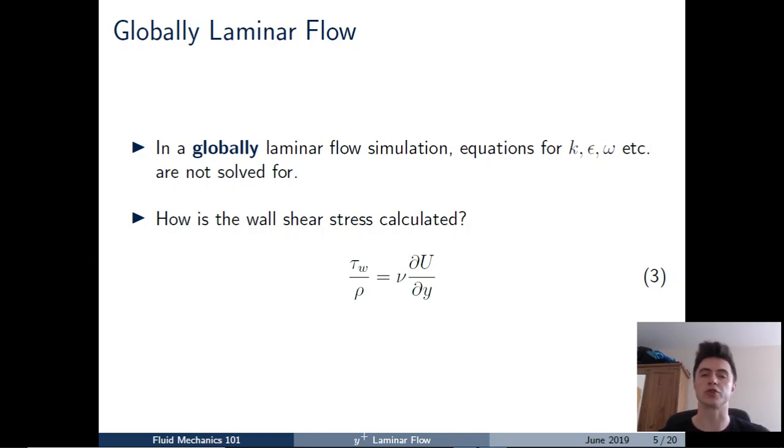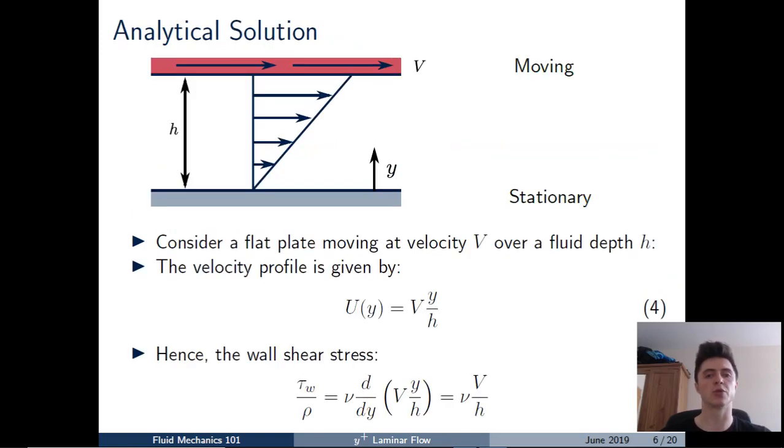Now, how is the wall shear stress calculated in this scenario? If we remember back to equation 3, we're going to want a kinematic viscosity multiplied by a velocity gradient, and that's going to give us the wall shear stress. So what we're going to do first is look at the analytical solution and use that to help us derive what form we should be using in our CFD code.